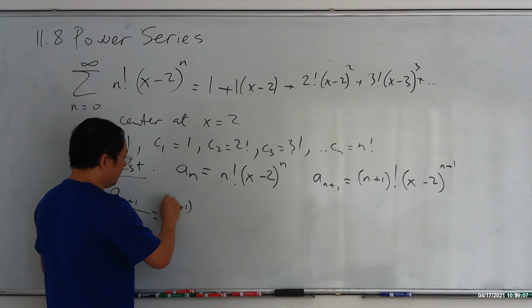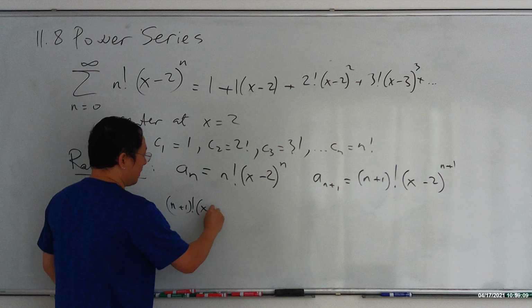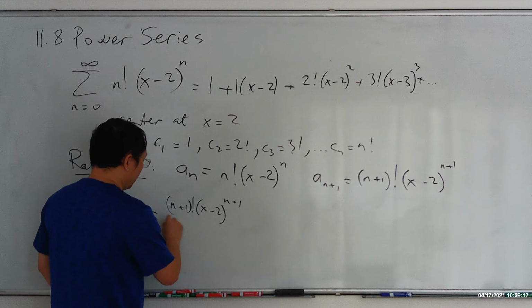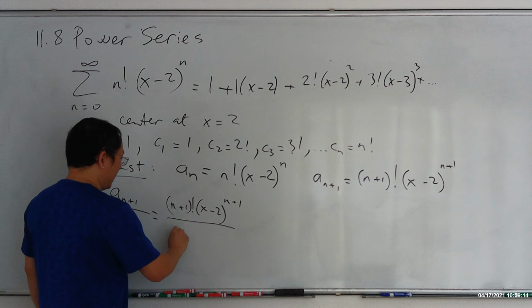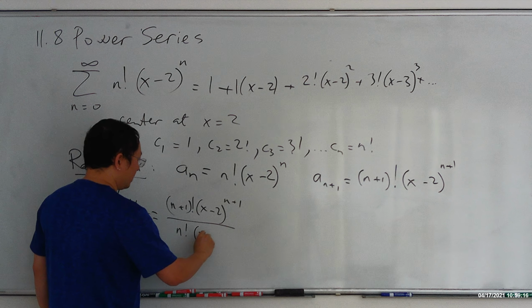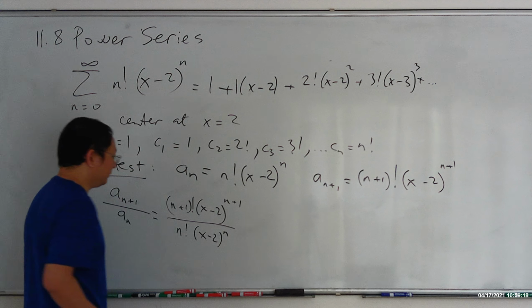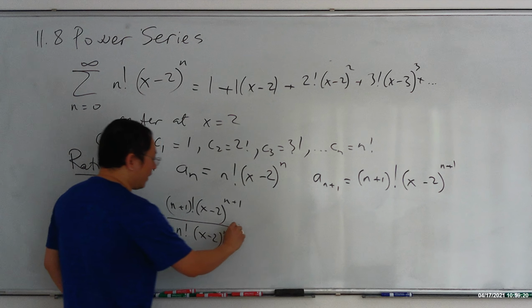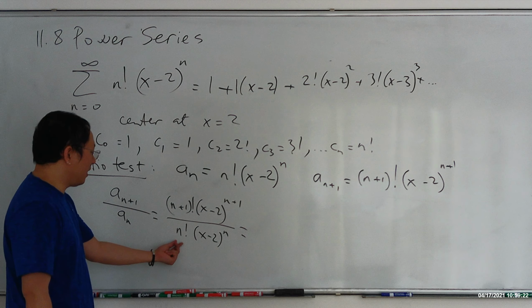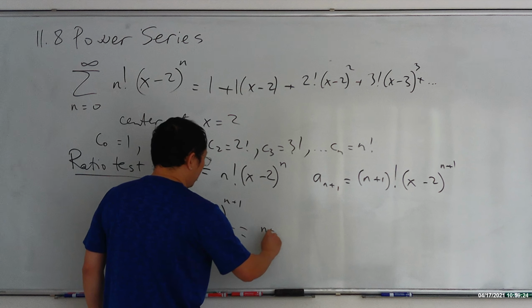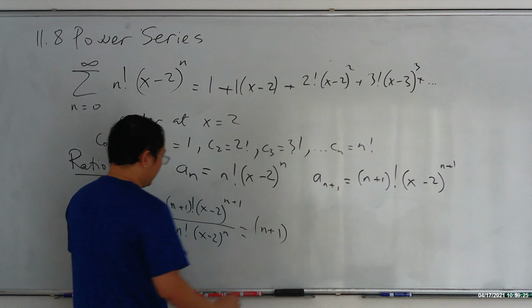n plus 1 factorial times (x minus 2) to the n plus 1 divided by n factorial times (x minus 2) to the n. And of course we can simplify: n plus 1 factorial divided by n factorial is just n plus 1. And then (x minus 2) to the n plus 1 over (x minus 2) to the n is just x minus 2. Okay? And if you put the absolute value, we have the absolute value. And then when you take n to infinity, x should be any number.